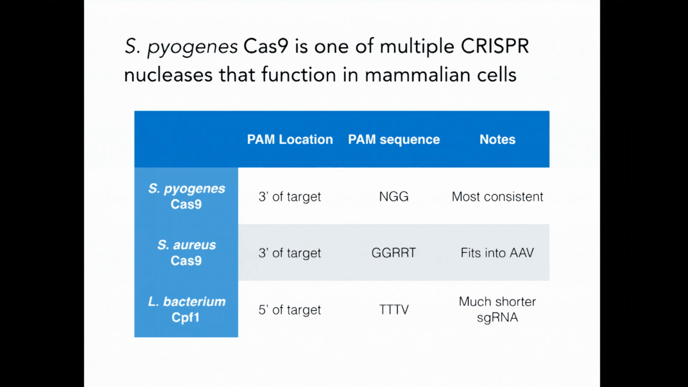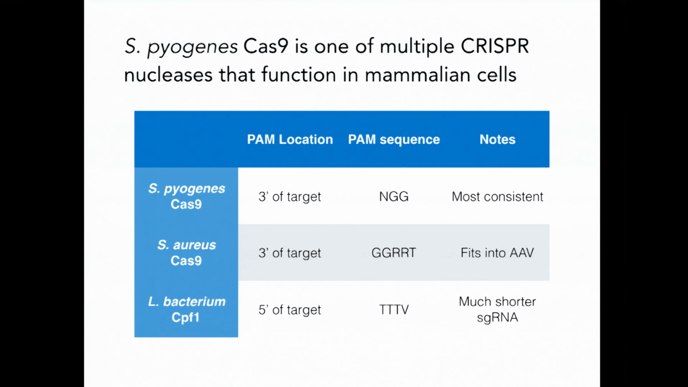We also have S. aureus Cas9, which has the PAM in the same location, 3' of the target. Sorry, there's a mistake up here. The PAM is NNGRRT. And what's notable about S. aureus Cas9 is that it's smaller than S. pyogenes Cas9, so it can fit into AAV vectors. So if you have applications that require the use of AAV, this is a very good tool for you to use.